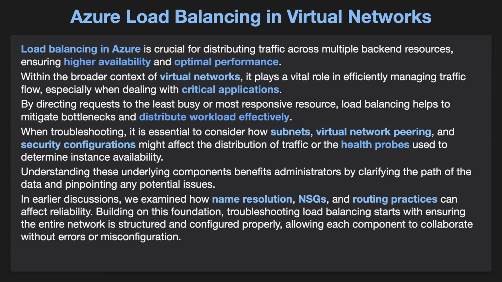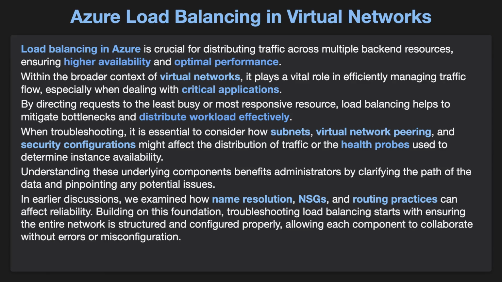and distribute workload effectively. When troubleshooting, it is essential to consider how subnets, virtual network peering, and security configurations might affect the distribution of traffic or the health probes used to determine instance availability. Understanding these underlying components benefits administrators by clarifying the path of the data and pinpointing any potential issues.